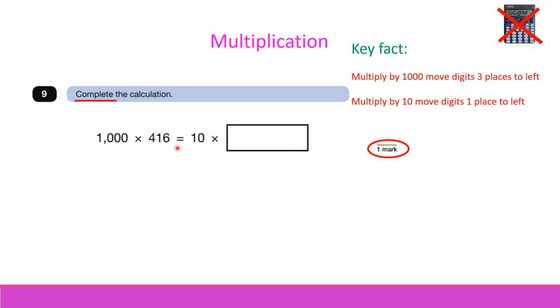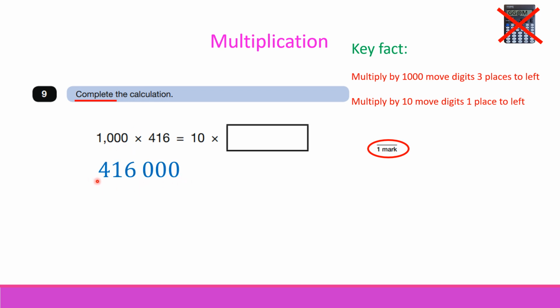So to start with, we're going to look at the left hand side. I've got 1,000 times by 416. So I'm going to move the digits 3 places to the left. So the 4 is going to move over 1, 2, 3 places. Each of these digits are going to move over 3 places. As they move over 3 places, that means there's going to be 3 gaps at the end. So you need to put 3 zeros on the end.